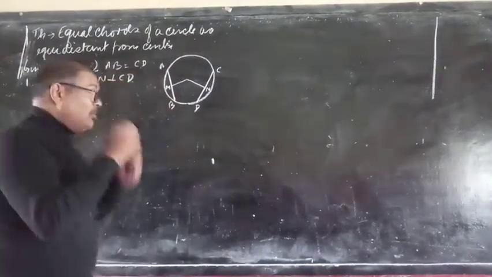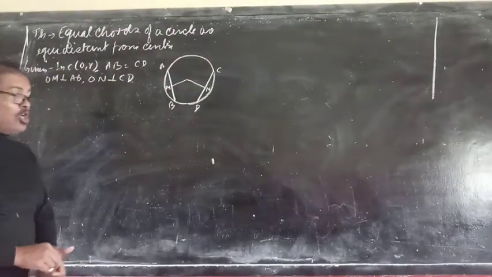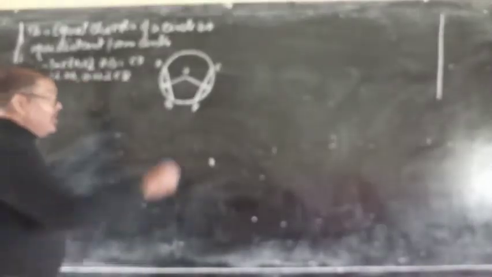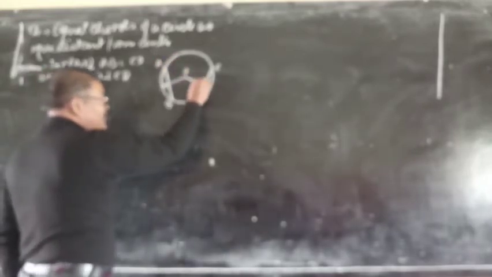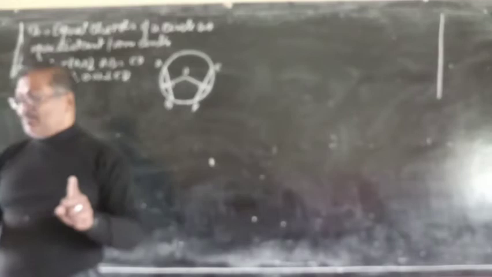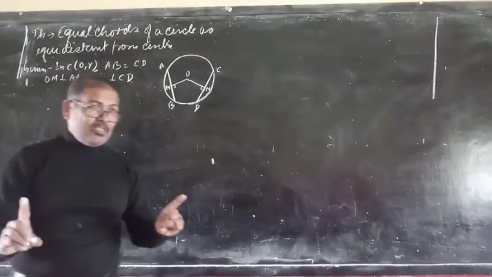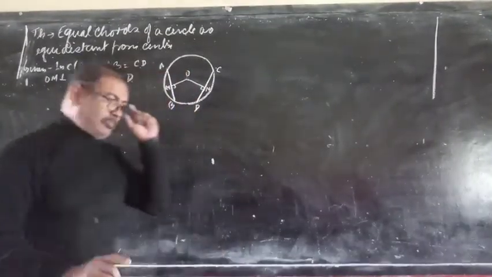So if you want to measure the distance between chord AB and this chord CD, then we have to draw a perpendicular from the center to the chord. So OM is the distance between O and AB, and ON is the distance between O and CD. Because whenever you measure the distance between any two points, it is the shortest distance, and the shortest distance is known as the perpendicular distance. Yes. Very good.